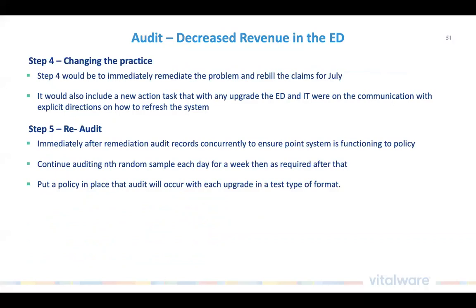So they changed the process to where IT was responsible for refreshing it, and they automated it immediately after audit records.